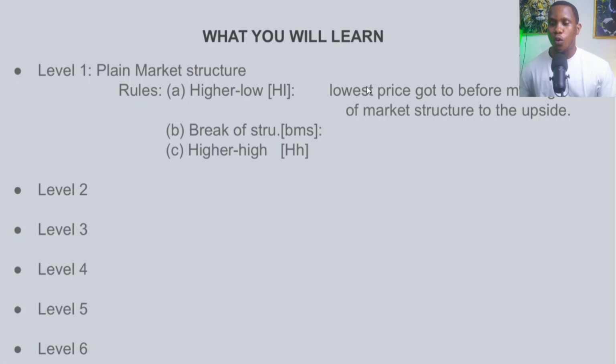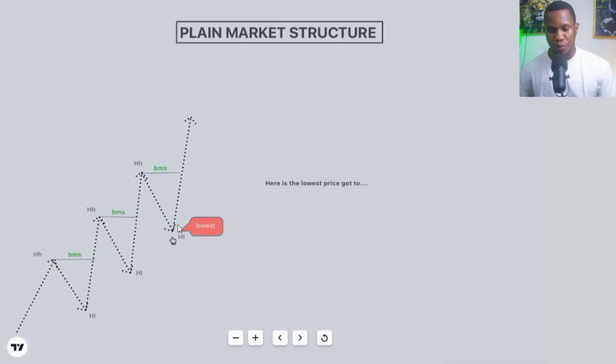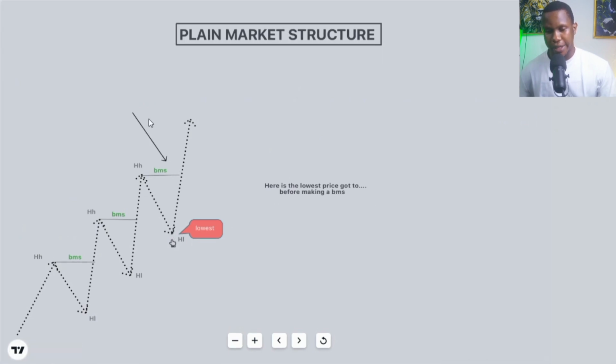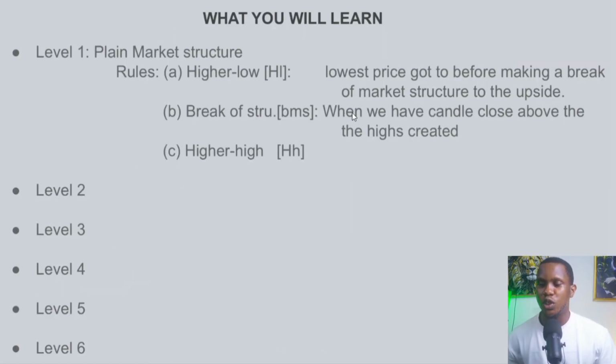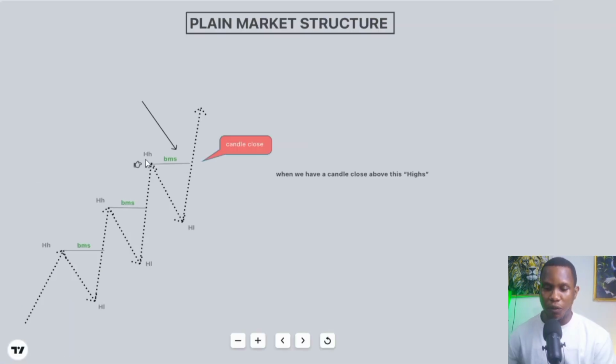Higher low is the lowest price got to before making a break of market structure to the upside. Where is the lowest it got to? Here, before what? Making a break of market structure to the upside. What then is this break of market structure, guys? Break of market structure is when we have a candle close above the highs created. So when we have a candle close above this high, we have what? A break of market structure, guys.